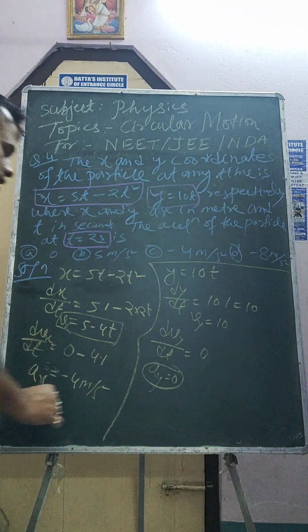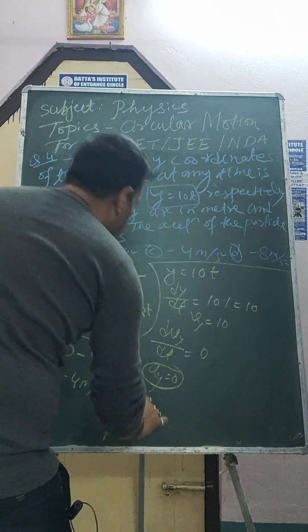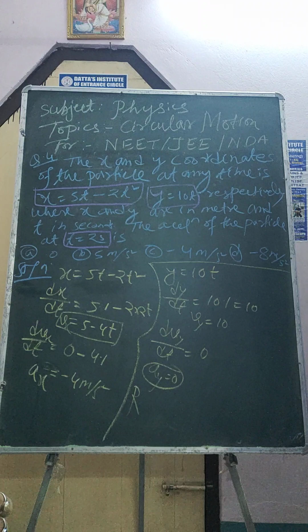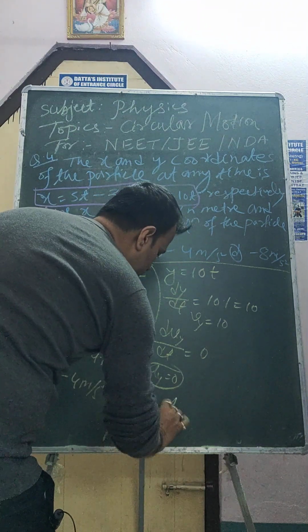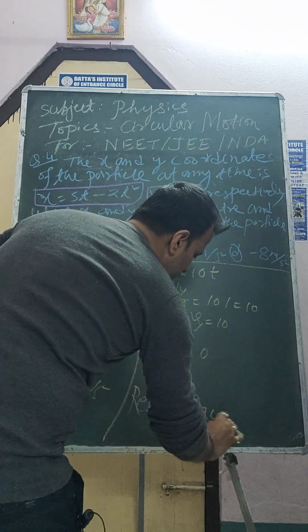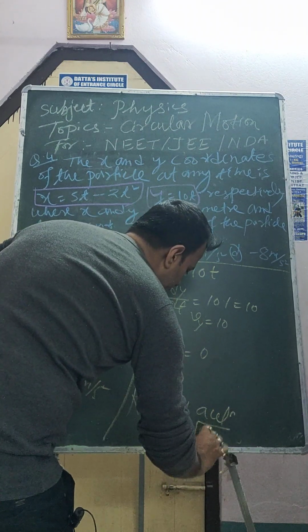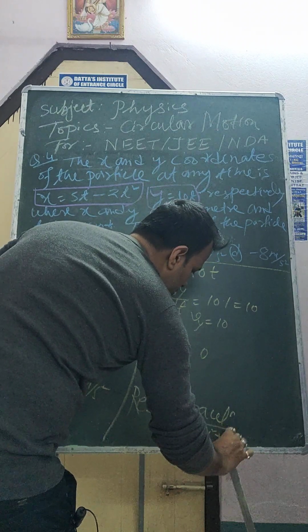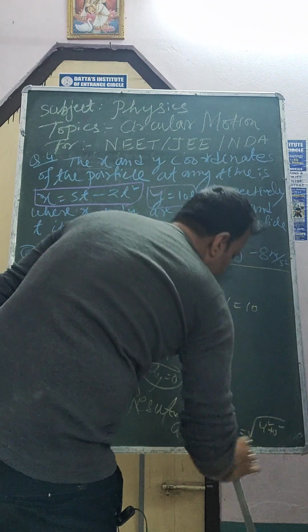So the resultant acceleration will be this one plus this one. So acceleration at time t will be what? The resultant acceleration will be a equal to root under ax square plus ay square. Okay, it will be 4 square plus 0 square.